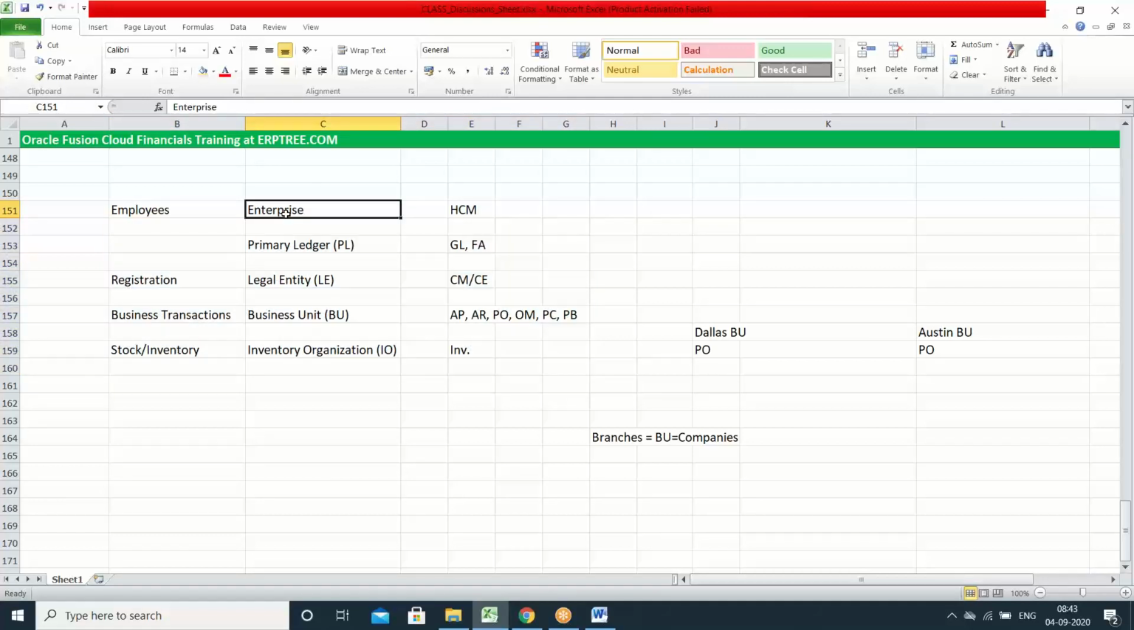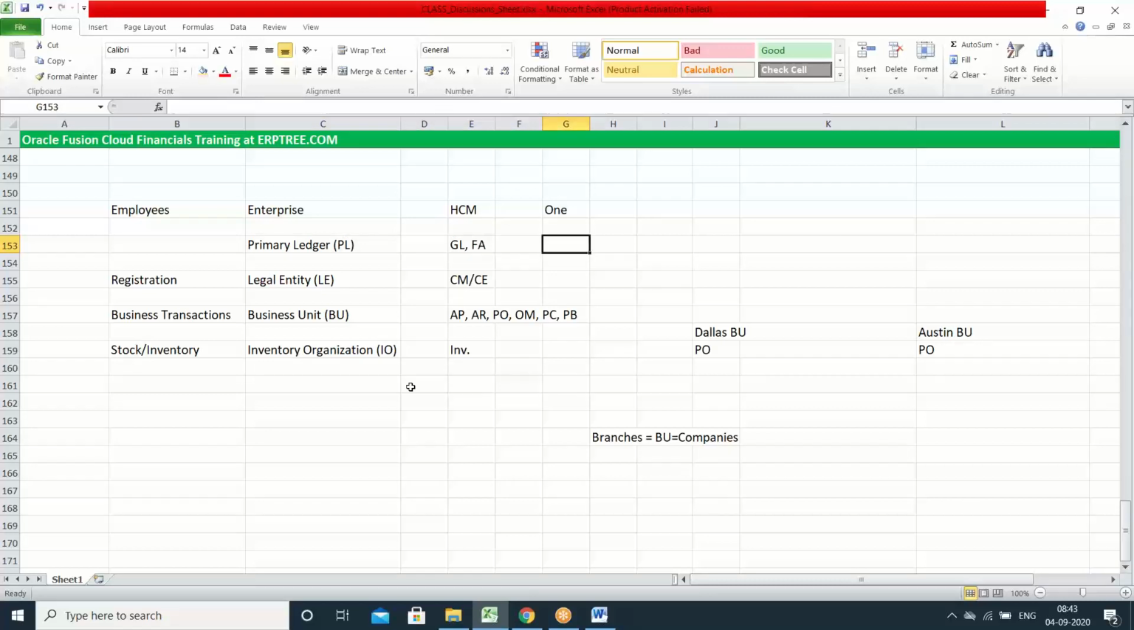How many enterprises do we have to create for every company? If you are doing the implementation, only one. For one client, only one warehouse. Oh, sorry, one enterprise. How many primary ledgers do we have to create?